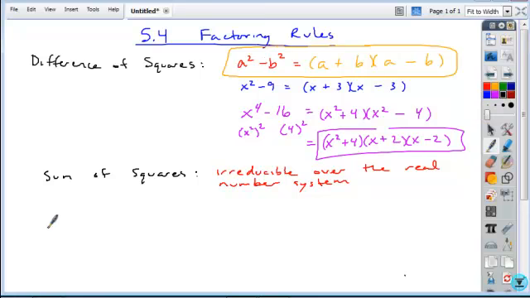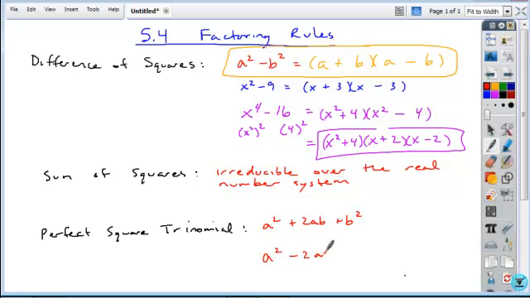The other factoring rules that we went through were those of a perfect square trinomial. For most of you, this isn't necessarily a quicker pattern to use, but I'll write it down anyway. There are two forms of this: the form where you have a negative sign in between for your second term, and the form where you have a positive, a plus.